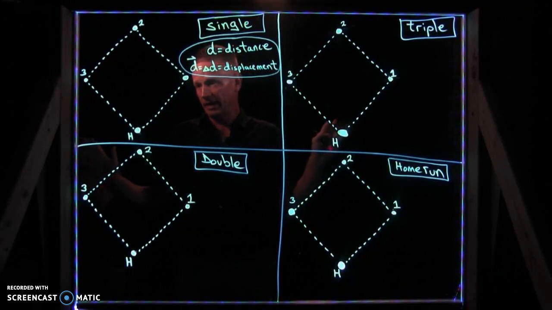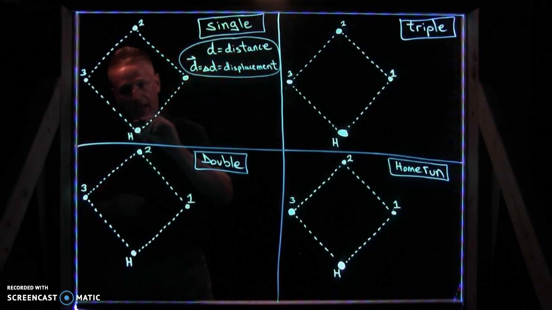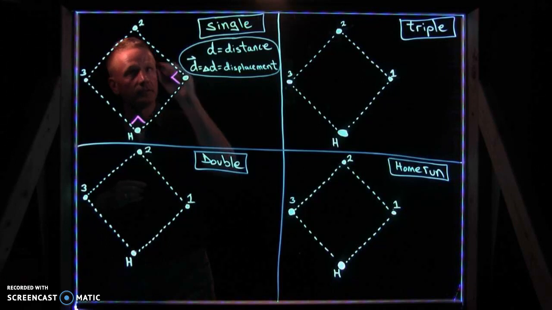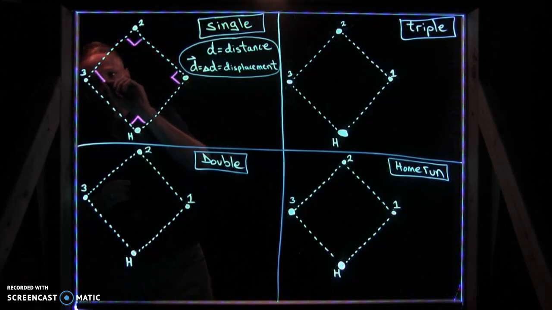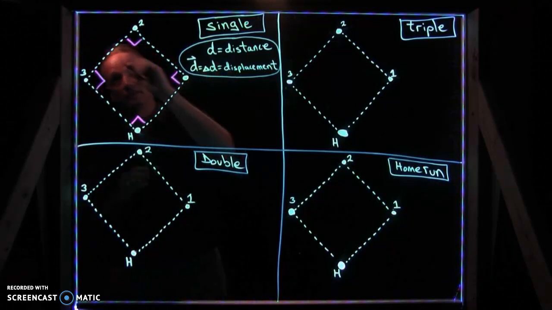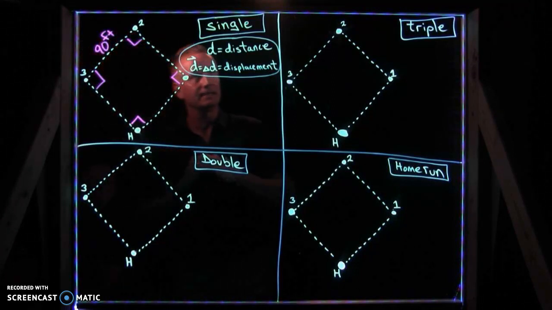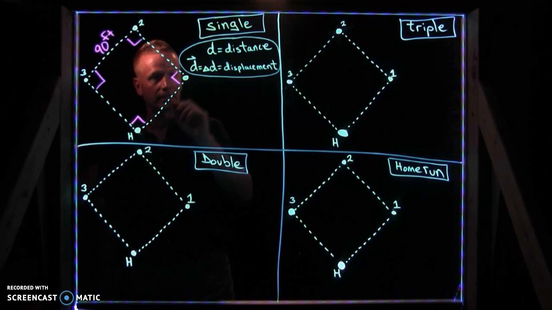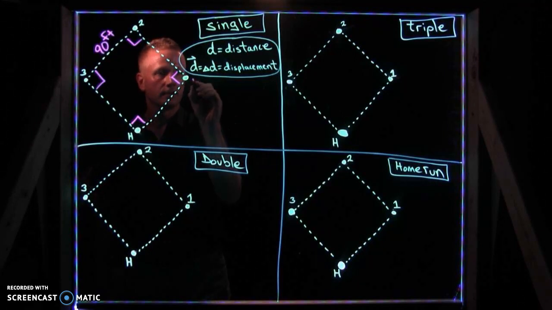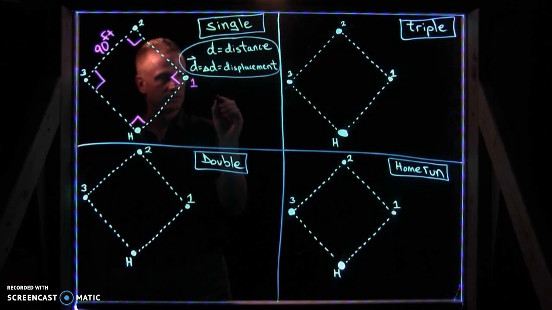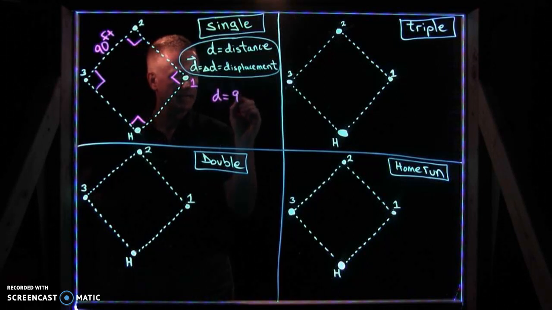Now, a baseball diamond is actually a square. It has 90-degree angles at every base, four 90-degree angles, and each base is 90 feet long. So, if you hit a single, you run from home plate to first base. Let's mark this as first base. And if you run that distance, you travel 90 feet.